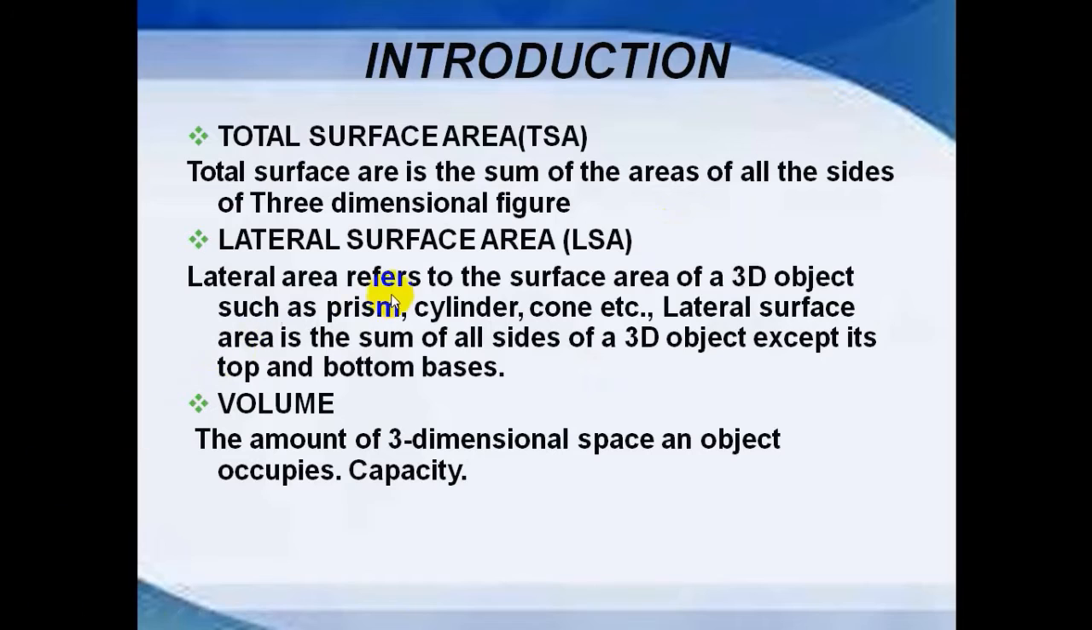Now lateral surface area, LSA. Lateral area refers to the surface area of a 3D object such as a prism, cylinder, cone, etc. Lateral surface area is the sum of the areas of all sides of a 3D object except its top and bottom bases. Now the volume: the amount of 3-dimensional space an object occupies is called its volume.